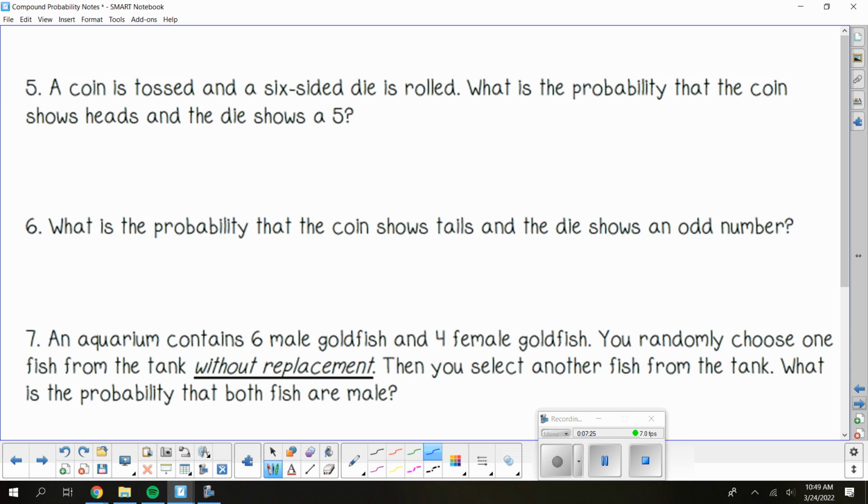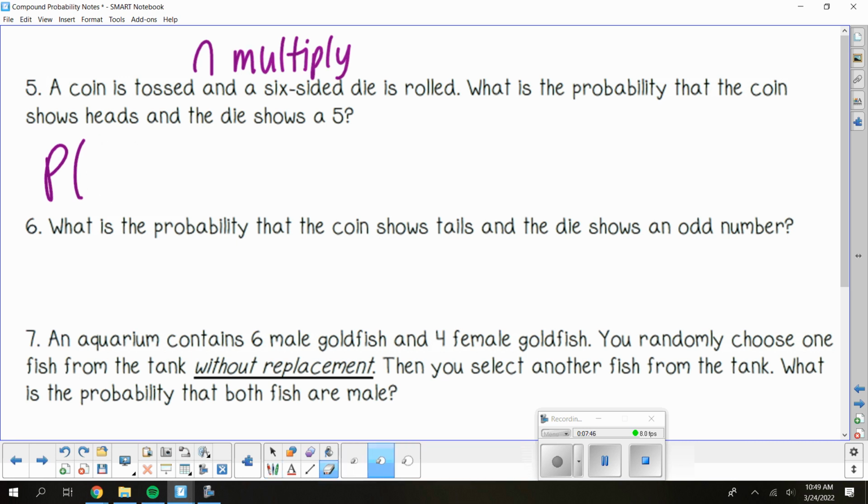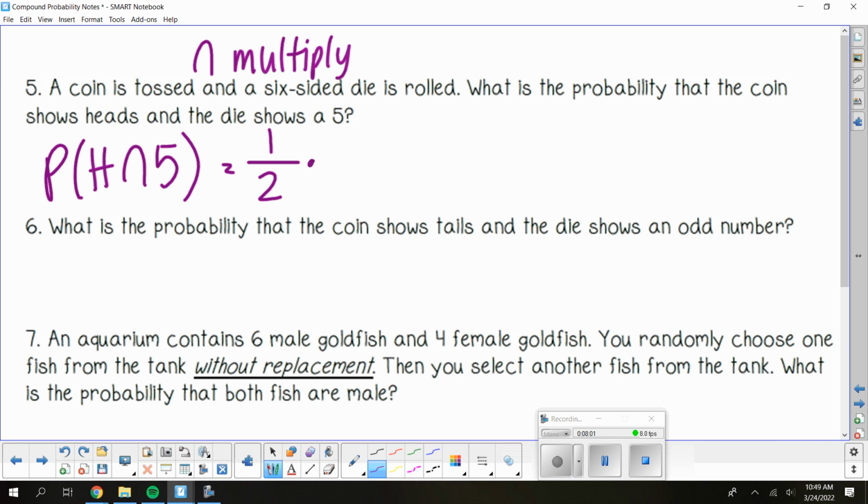All right, let's look at number 5. A coin is tossed, and a 6-sided die is rolled. Well, I see the word "and," which is my intersection, and it also means to multiply. I want the probability that I have a coin showing heads and the die showing a 5. Those have no effect on each other. So the probability I flip and get a head is 1 out of the 2 sides of the coin. Probability I get a 5 is 1 out of the 6 sides of the die. These are multiplying, so 1 over 12.